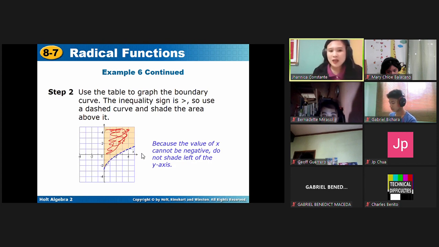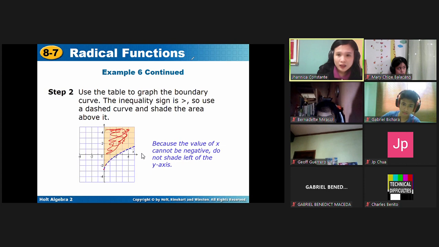So since we have the first value of x and y as 0 and negative 3, that is the starting point of your graph. All the points in this broken line are not part of the solution of your radical inequality. But if the graph uses a darker line, or not a broken line, that means all the points on that line are part of the solution of your radical inequality.